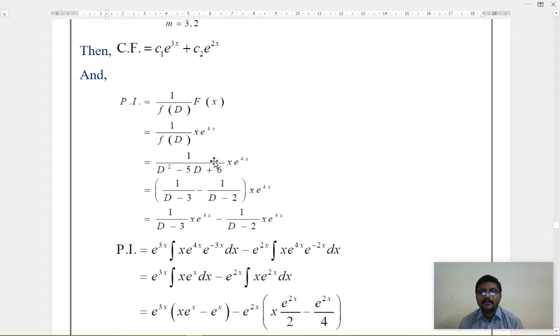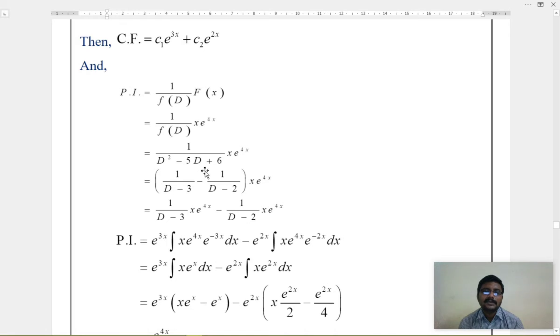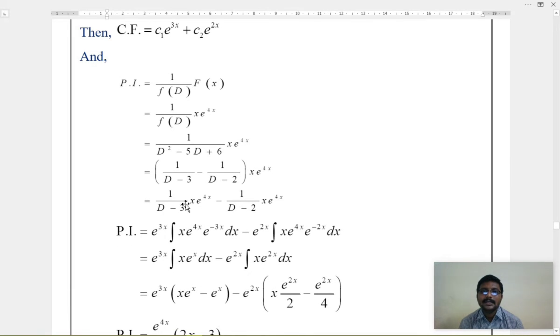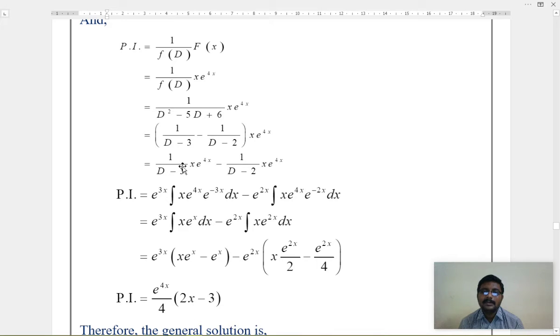Here we are using a general formula: 1 by D square minus 5D plus 6 can be written as D minus 3 into D minus 2, that is 1 by D minus 3 minus 1 by D minus 2, on x e power 4x. Now we operate on x e power 4x in each term using the general method formula: 1 by D minus a, function of x, is e power ax, integral of e power minus ax, function of x, dx.